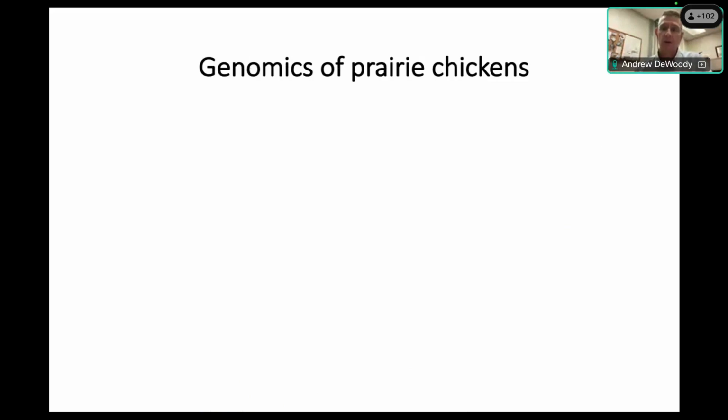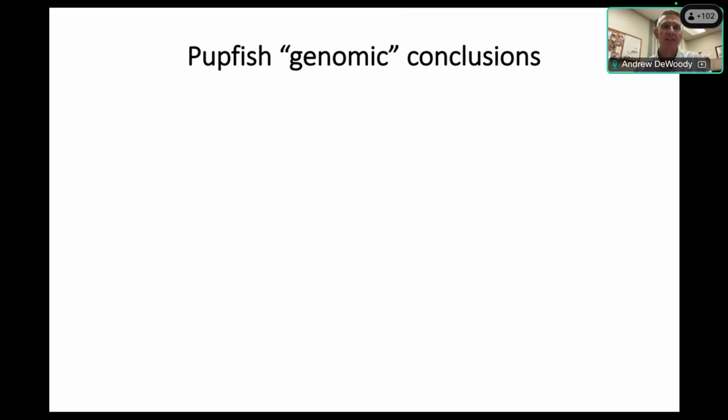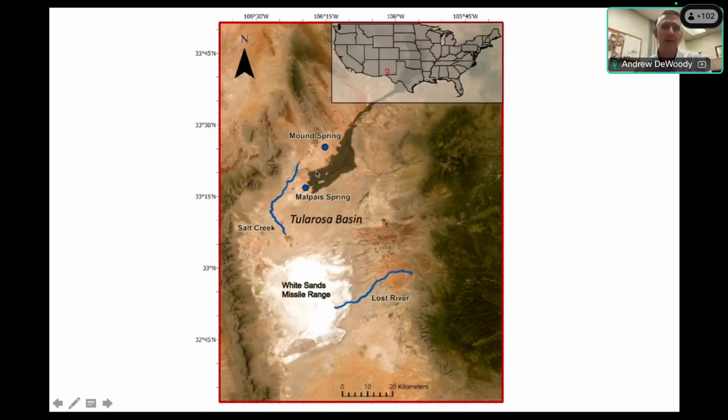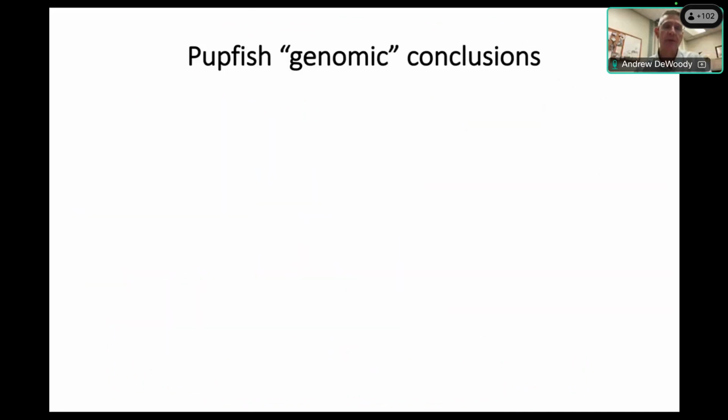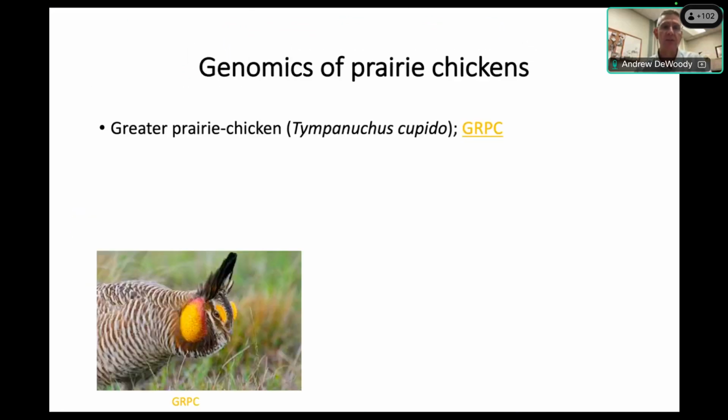And so I'll talk about a very different biological system, the genomics of prairie chicken here. One of the things, I'm going to go back for a second, because I forgot to mention this, is to look at this geographic scale. So here, the difference between the Malpais Spring ESU and the others, we're just talking about 5, 10, 15 miles. It's a very small geographic range, but a very large genomic divergence between these pupfish ESUs.